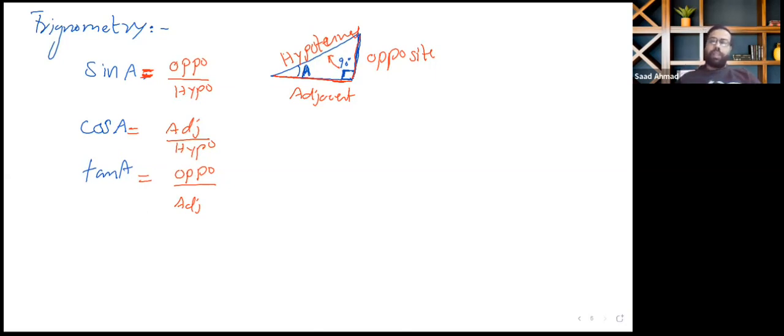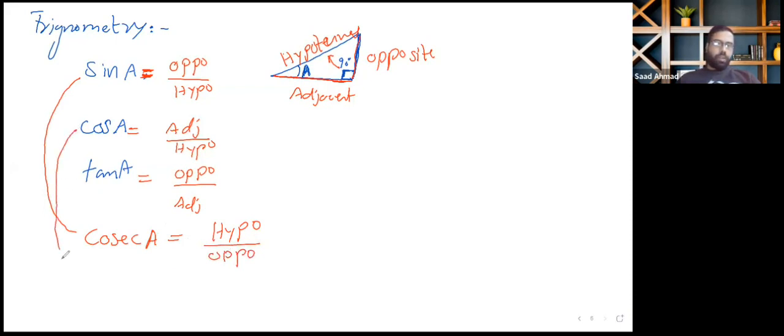Like these were the three basic, and now the three are the opposite of them. You could have said, what if I divide the hypotenuse by the opposite? If we flip those sides, then we get cosecant, and the sine. They are the reciprocal of each other. That is hypotenuse over opposite. Then for cos, it's called secant, the opposite of that. They are reciprocal of each other. That's hypotenuse over adjacent. And then there is another one which is called cot. That's adjacent over opposite. Okay, so these are the six.